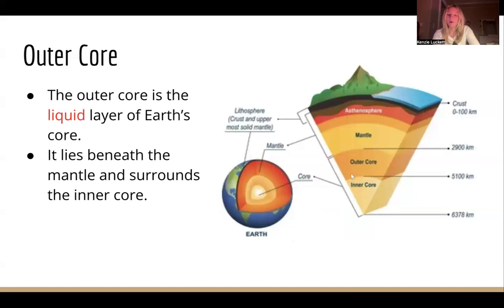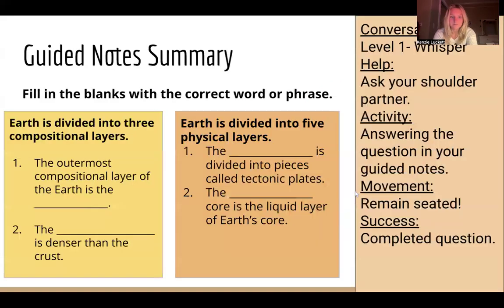And remember, both the inner and outer core are the same material. They're both iron and nickel. The outer core is just liquid. The inner core is just solid. Okay, hopefully you got all those right.